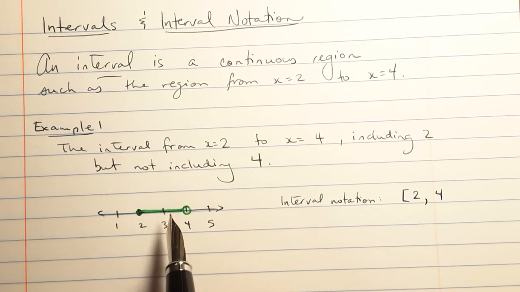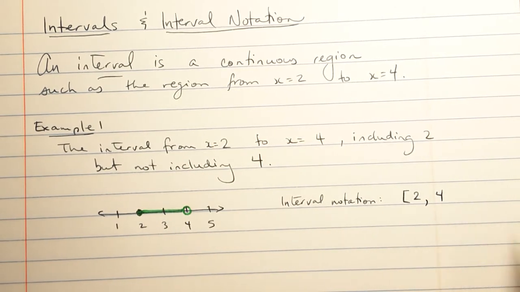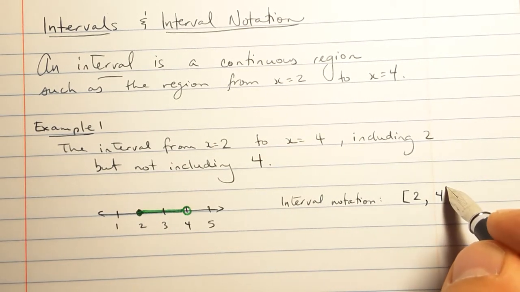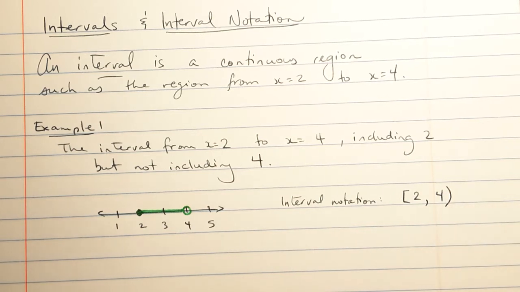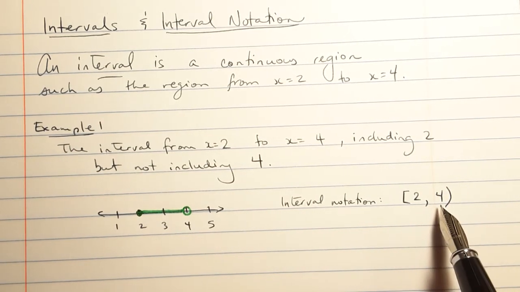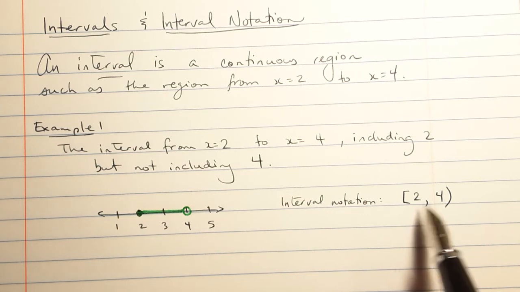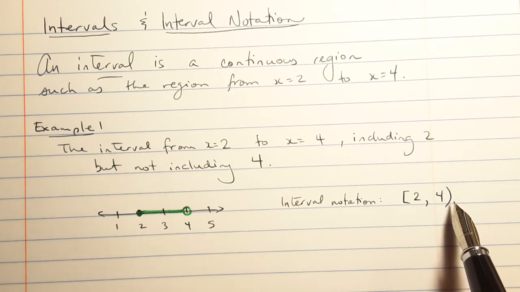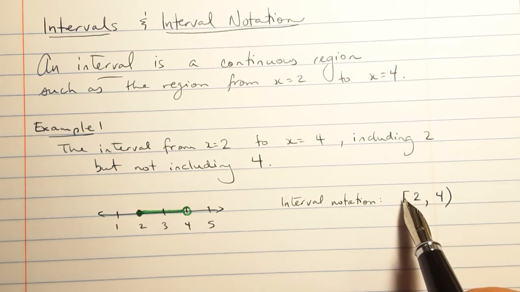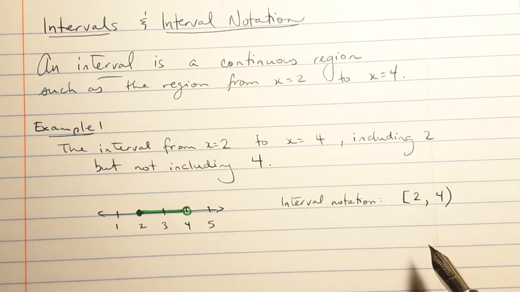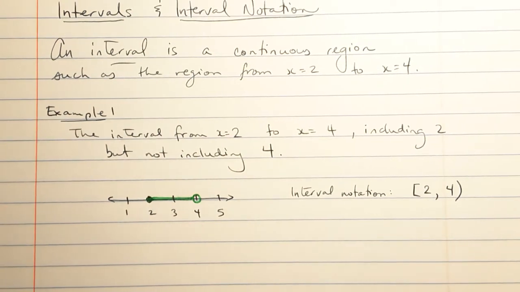See, it's a continuous region. Now because I don't want to include 4, the symbol we use to close it off is a round bracket. So this says everything from 2 to 4, including 2, but excluding 4. If I had drawn the round bracket over here, it would exclude 2 as well. I wouldn't have 2 as part of my interval.